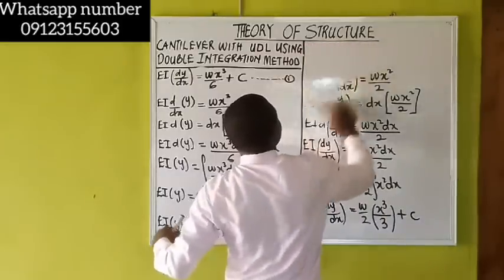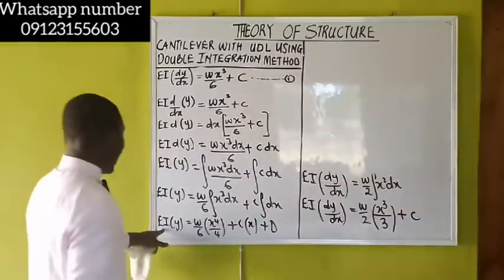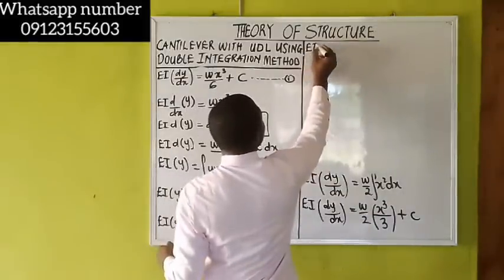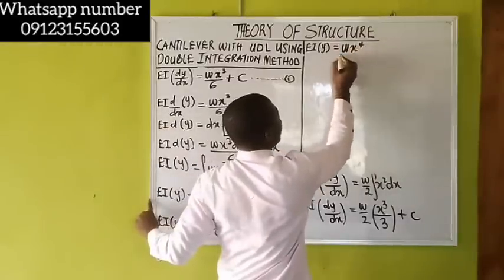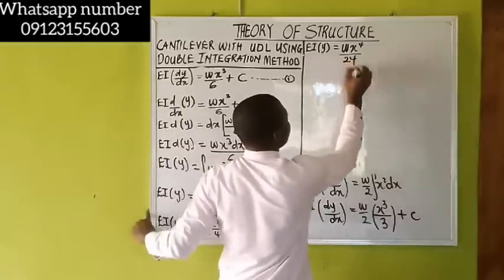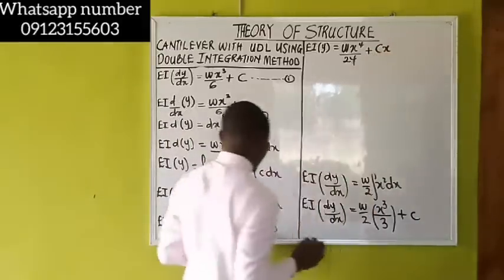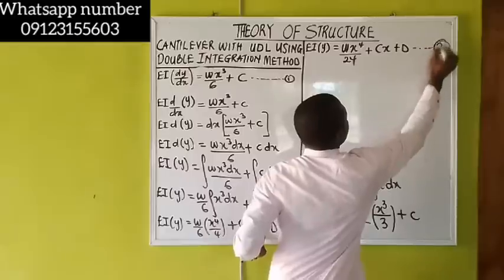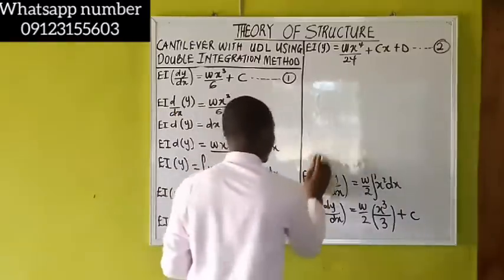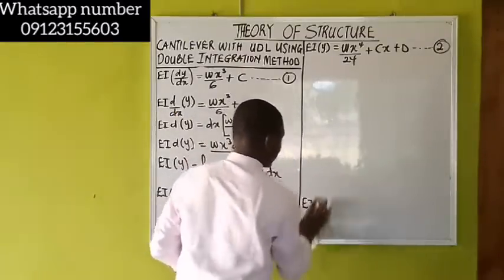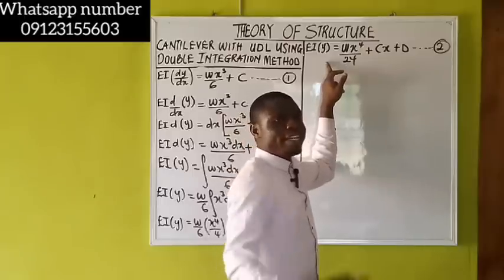So if I proceed mathematically, I'll be having my second equation to be EI into y is now equal in value to w times x to the power 4 over 6 times 4, that becomes 24, plus, this is a positive sign, plus c times x, that becomes cx plus d. Call this my second equation. This is my first equation, second equation. At this point, we are almost through. Alright, we're almost through. At this point now, after getting the first equation and the second equation, my next task now, listen.